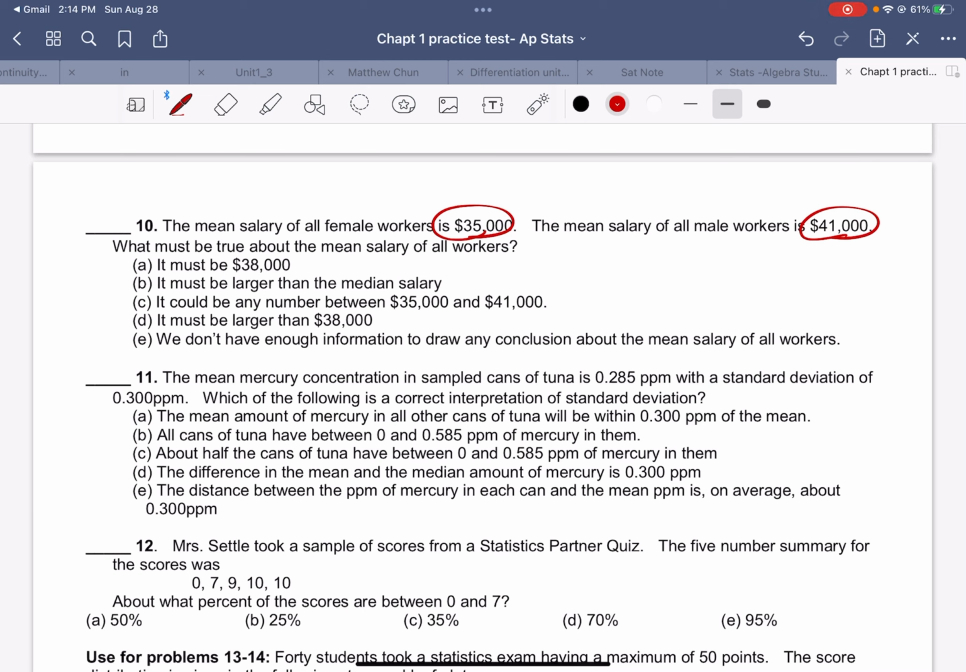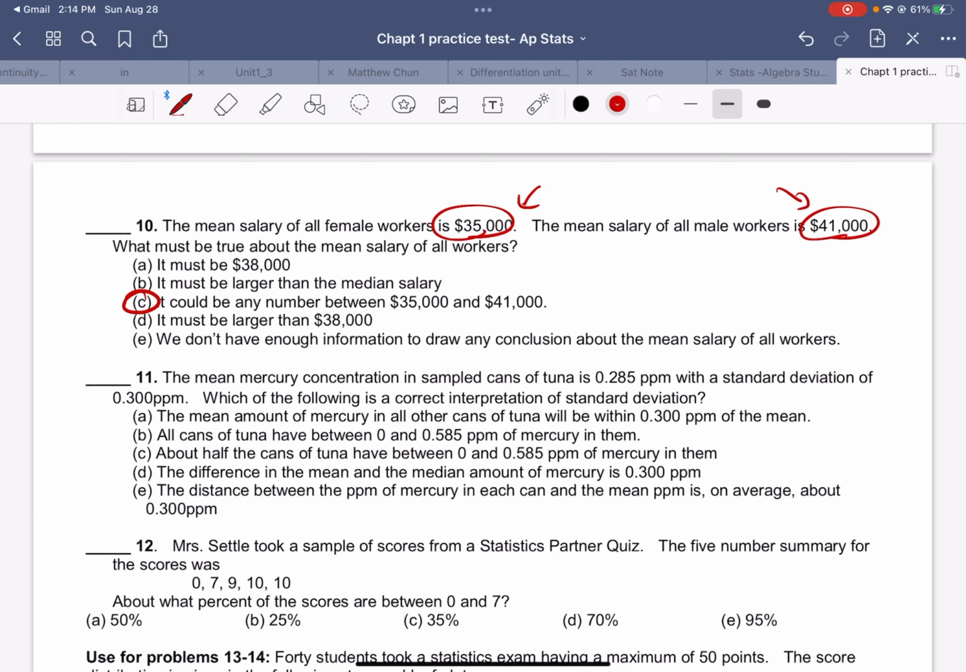But I do know, it doesn't matter how many, it should be somewhere between here, right? 35,000 and 41,000. So you can say it could be any number between that one and that one. It cannot be less than 35,000 or over 41,000, right? Because you're going to combine it, so it should be somewhere between. So C is the answer.